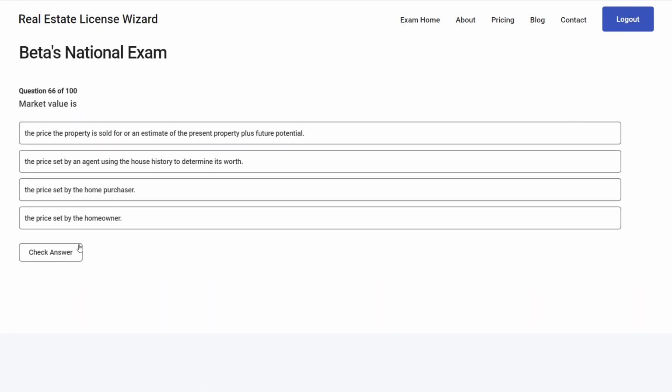All right, market value is pretty straightforward, and it says the price the property is sold for, or an estimate of the present property plus future potential. Is it the price set by an agent using the house history to determine its worth? Is it the price set by the home purchaser, or is it the price set by the homeowner? All right, interesting. So go ahead and come up with your educated answer, I guess, for this one. Gonna give you guys some time here.